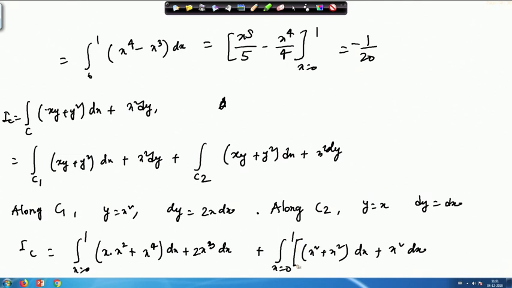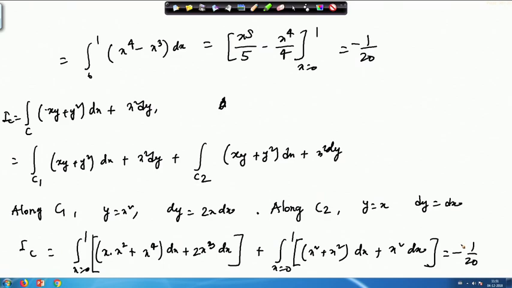Let me put everything in the bigger bracket. So, this is our given integral, and if you evaluate this whole thing, you will obtain minus 1 by 20. This is not very complicated to obtain.